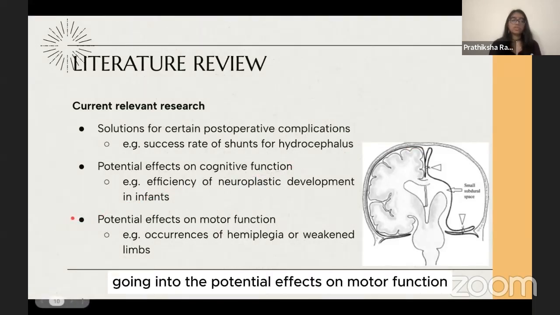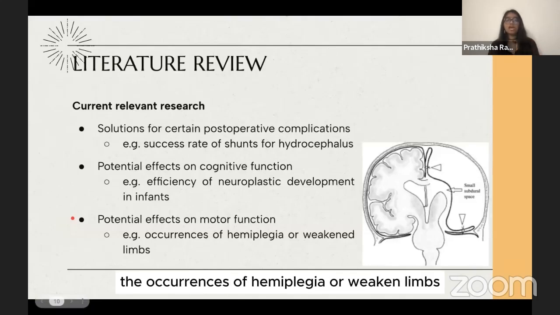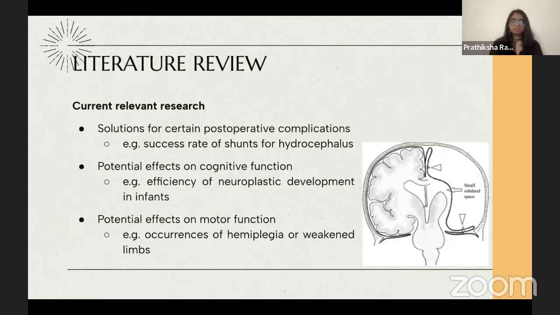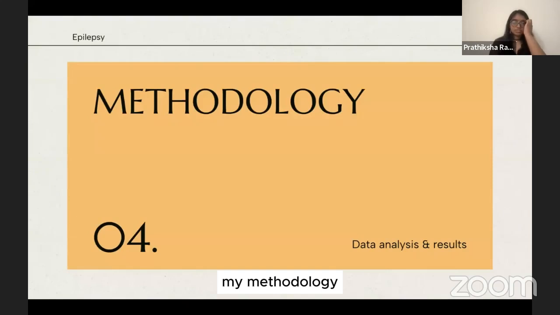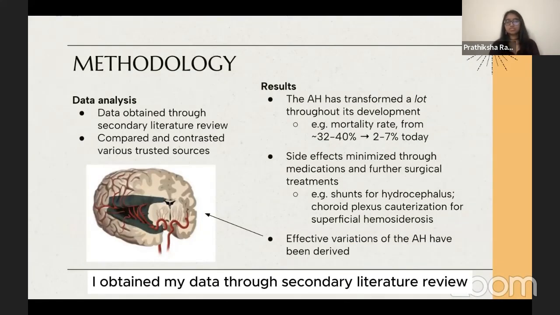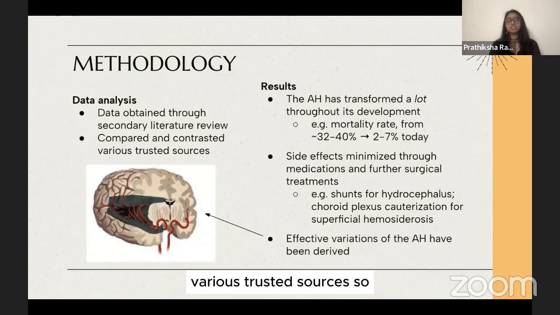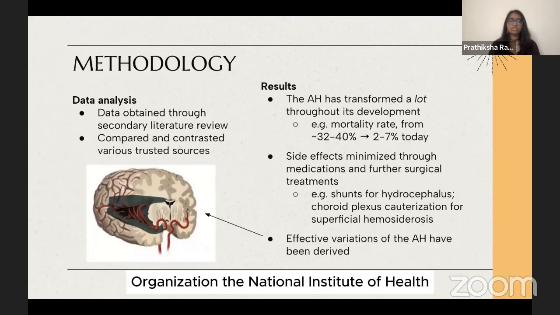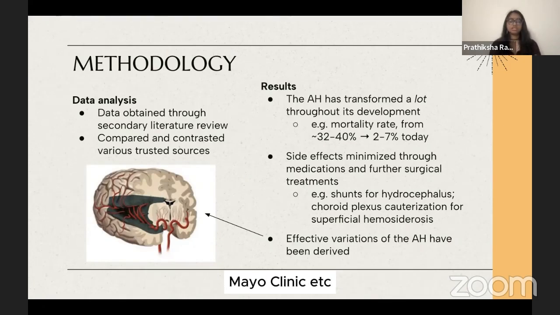There is also research going into the potential effects on motor function. So, for example, the occurrences of hemiplegia or weak limbs. So, hemiplegia is paralysis, basically. My methodology. So, data analysis, I obtained my data through secondary literature review, and I compared and contrasted various trusted sources. So, I used sources such as Pediatric Epilepsy Alliance Organization, the National Institute of Health, Mayo Clinic, etc.